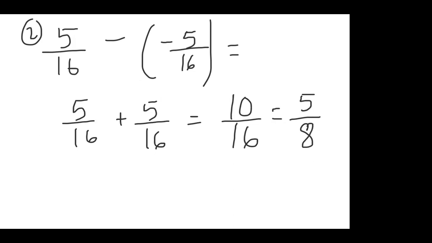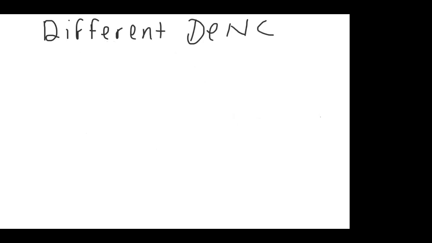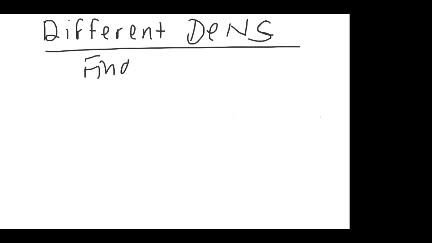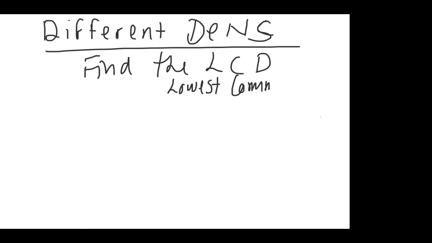Now, the ones that are a bit more challenging are the ones where the denominators are different. So when you're dealing with fractions that have different denominators, the first step is to go ahead and find the LCD. And the LCD stands for the lowest common denominator, guys. So this is going back to what we did last week where we were finding the LCM, the lowest common multiple. So essentially lowest common denominator, lowest common multiple, same thing, guys, okay?